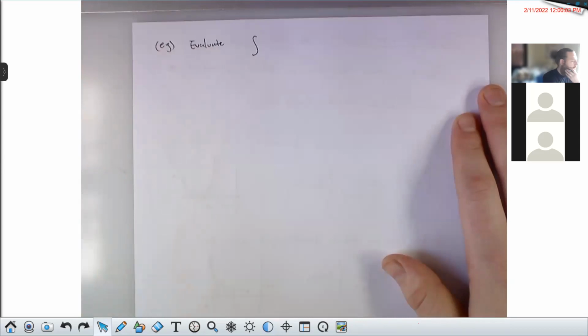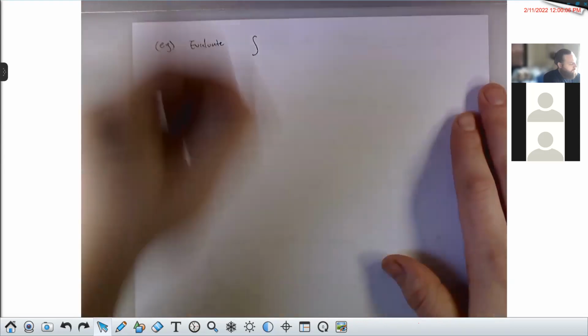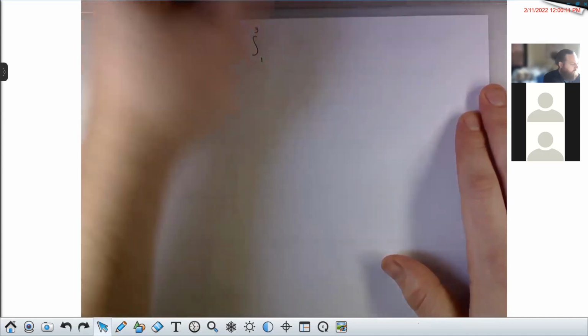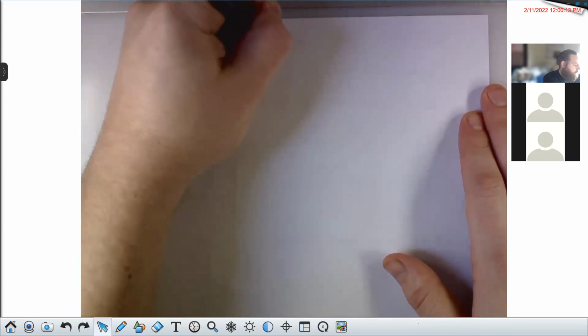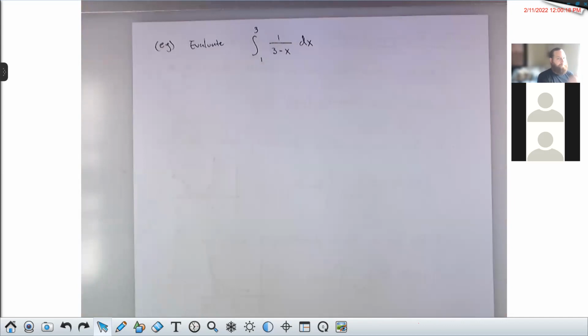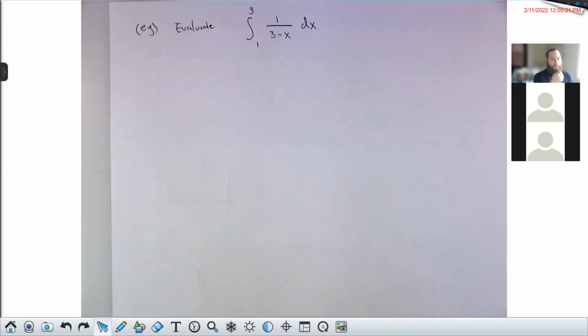Let's look at the integral from 1 to 3 of 1 over 3 minus x dx. This function has a problem at x equals 3 because the bottom is equal to 0 there.